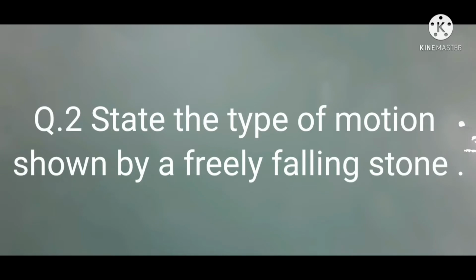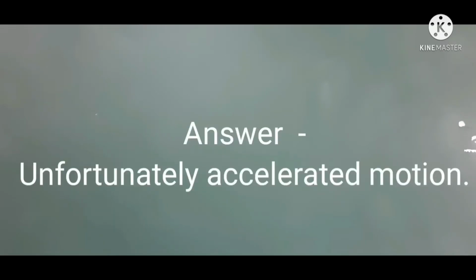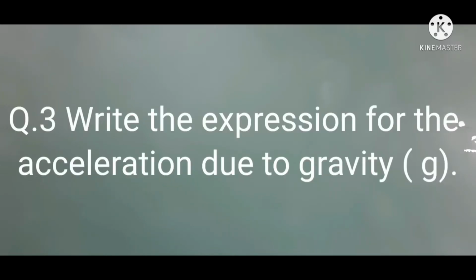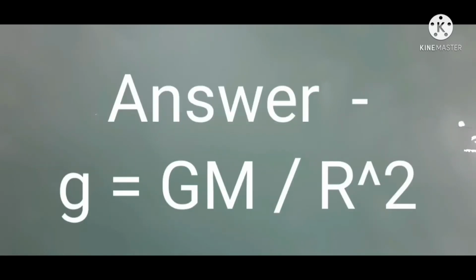Question number 2. State the type of motion shown by a freely falling stone. Answer: uniformly accelerated motion. Next question, write the expression for the acceleration due to gravity, small g. Answer: small g is equal to capital G capital M upon capital R square.